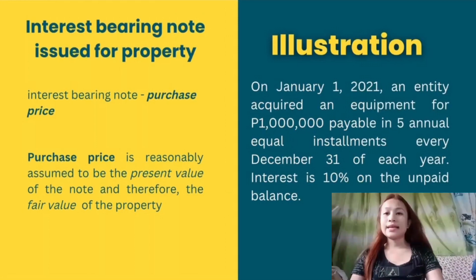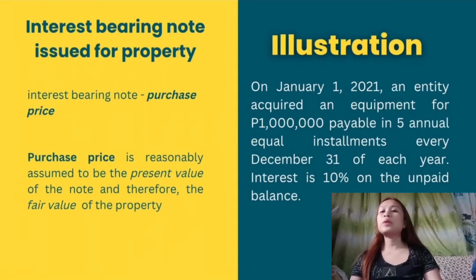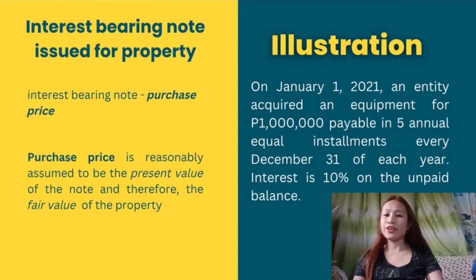Today I'm gonna discuss interest-bearing note issued for property. So when a property or non-cash asset is acquired by issuing a promissory note that bears interest, accounting principles require the transaction to be recorded at the purchase price. The purchase price represents the agreed upon value of the property or asset being acquired. The key point to understand here is that the purchase price in this case is assumed to be the present value of the promissory note.